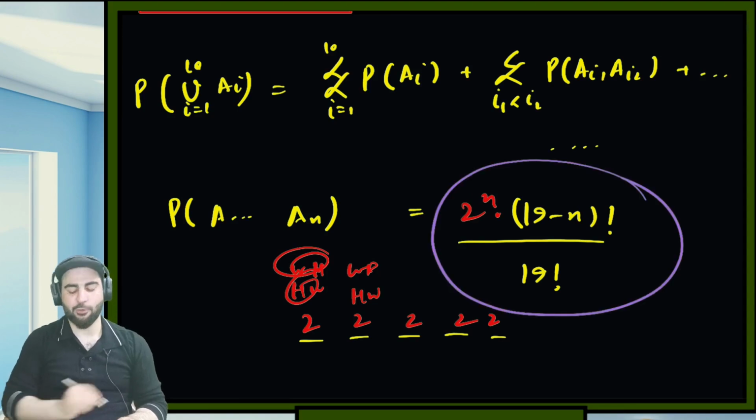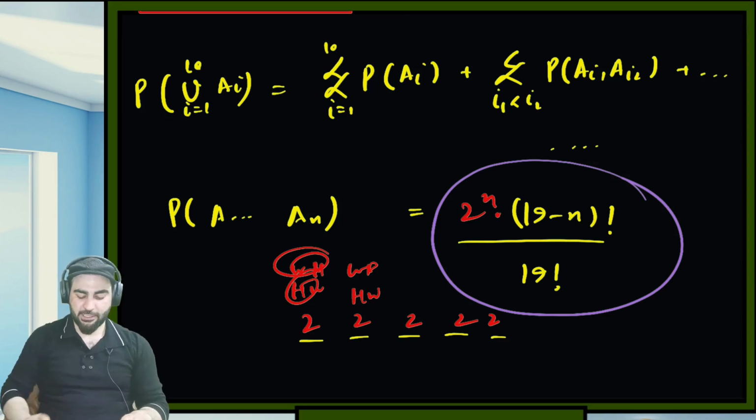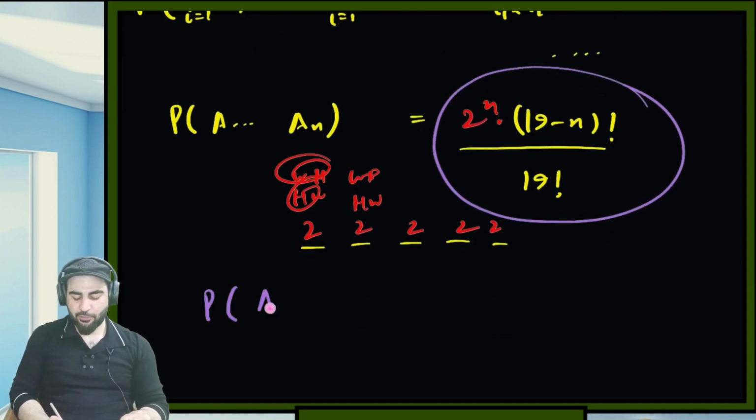Okay, so this is the formulation: 2 to the power n, multiplied by this, divided by n. So this is for this. So what is the probability? I will have to find the probability of AI also.